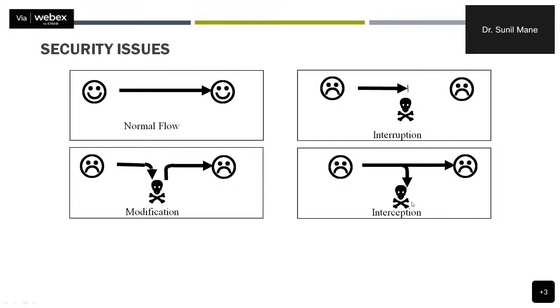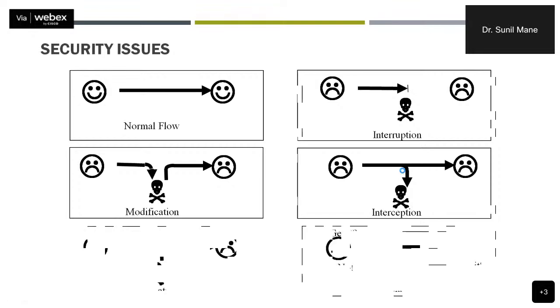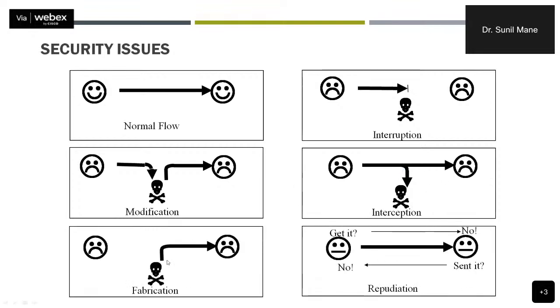It will not be modified, but it is listened to by some other person who is not intended for such information. Okay, so that is the interception. Then there is a fabrication on behalf of this particular sender. This person is sending the message, that is called a fabrication. Okay, and finally there is repudiation which we have to talk about.